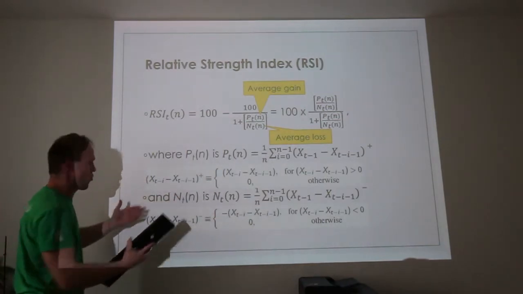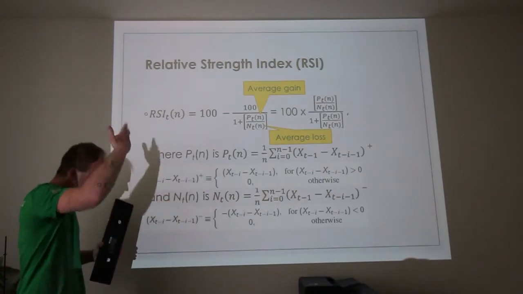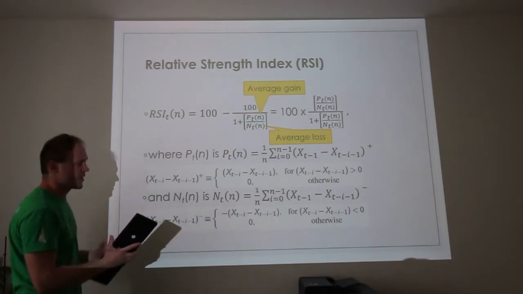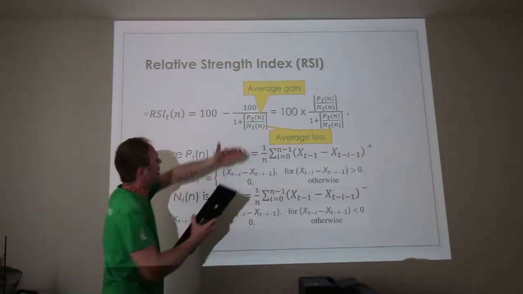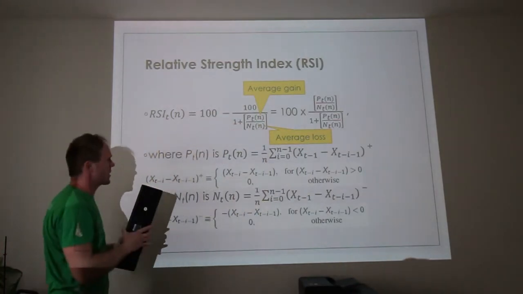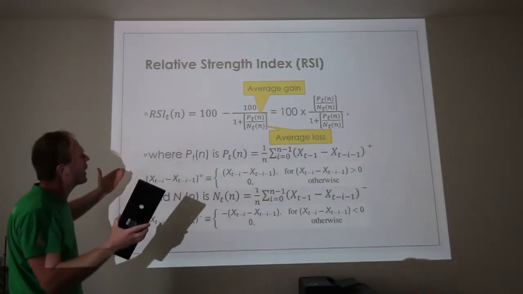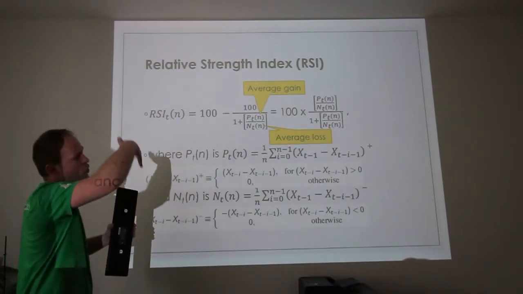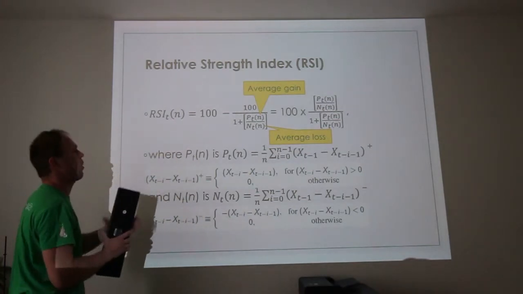I will not read this for you now. You can silently read this at home. What is important is that in this square parenthesis, P in time t for period n and N in time t for period n are the average gain and the average loss. Average gain and average loss.